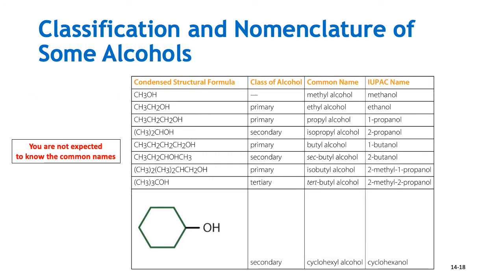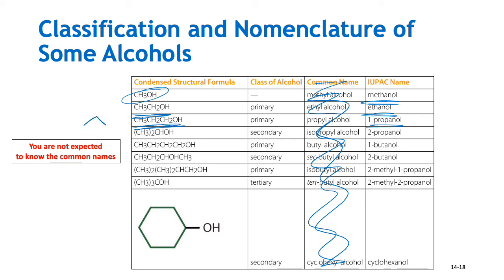Here's some classification and nomenclature of some alcohols. And so don't worry about common names. Like I said, I did bring that to your attention, but don't worry about common names. CH3OH has 1 carbon, so it's going to be called methanol. CH3CH2OH is going to be called ethanol. The 3-carbon one is going to be called propanol.